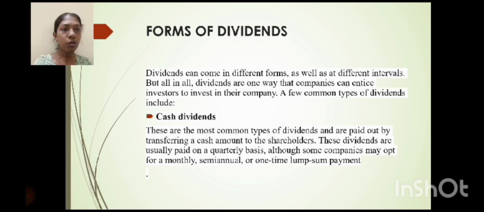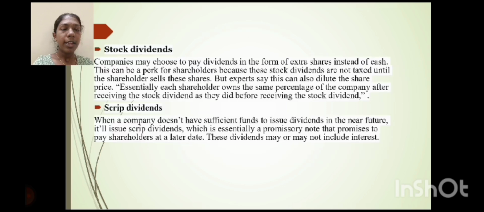These dividends are usually paid on a quarterly or semi-annual basis, although some companies may opt for monthly payments and some opt for a one-time lump sum payment. The next type of dividend is stock dividend. In a stock dividend, companies may choose to pay dividends in the form of extra shares instead of cash.